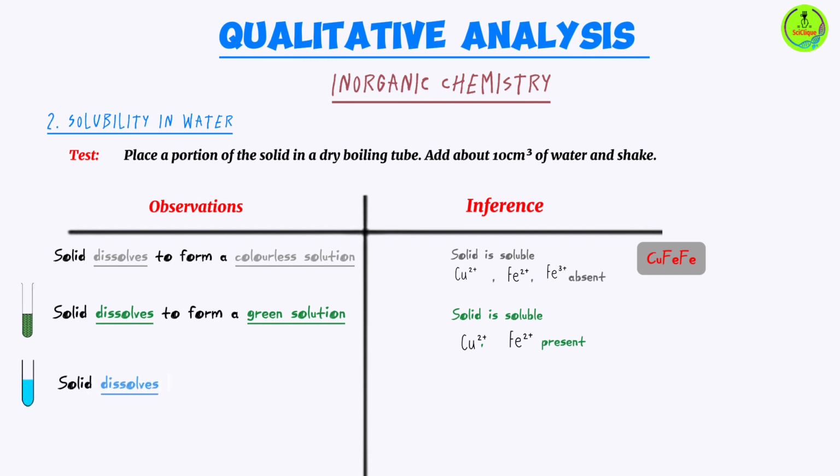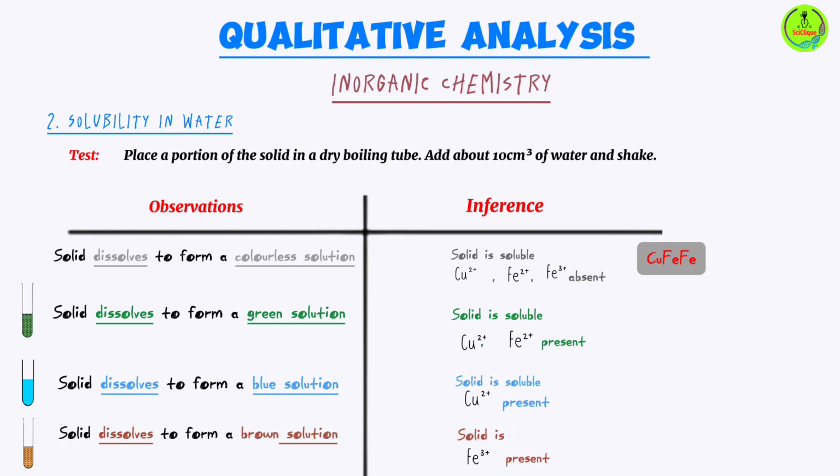If the solid dissolves to form a blue solution, then Cu2+ ions are present. If it forms a brown solution, then again, this is a soluble salt, but Fe3+ ions are present. What about if it doesn't dissolve at all? Then it's an insoluble salt.